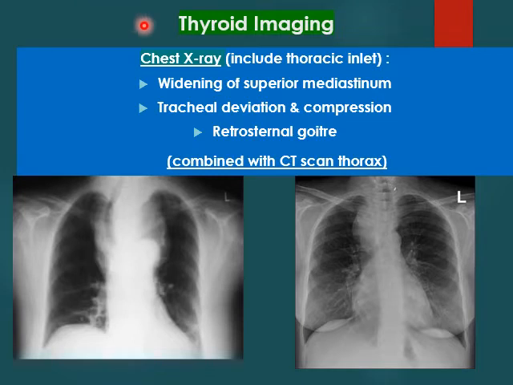Thyroid imaging consists of chest X-ray, which I mentioned, including the thoracic inlet, where you can see a widening of the superior mediastinum. Can you see here? Widening of the mediastinum, with tracheal compression and deviation of the trachea. Here again, a mediastinal tumor, which is a goiter, a retrosternal goiter, which causes compression on the trachea or bronchus.